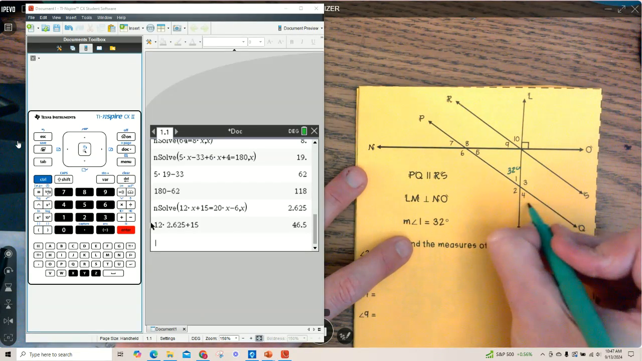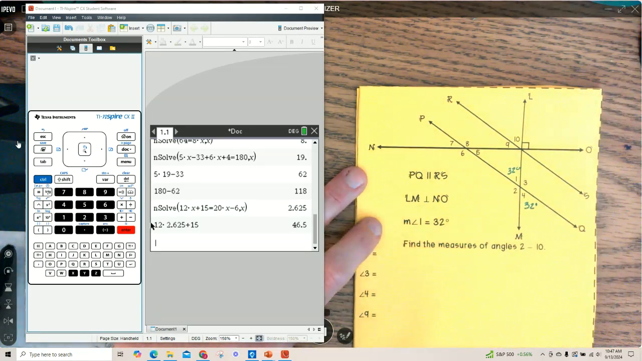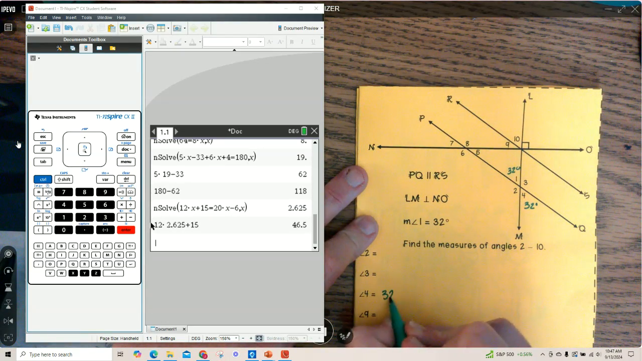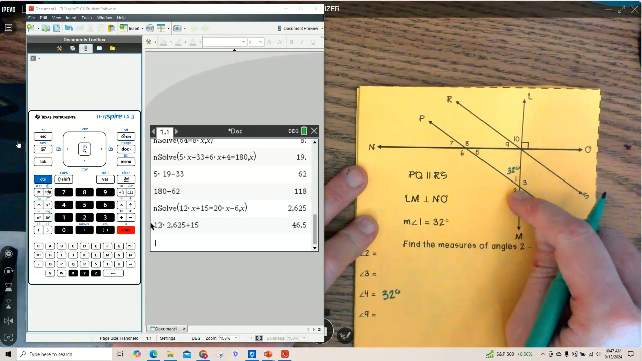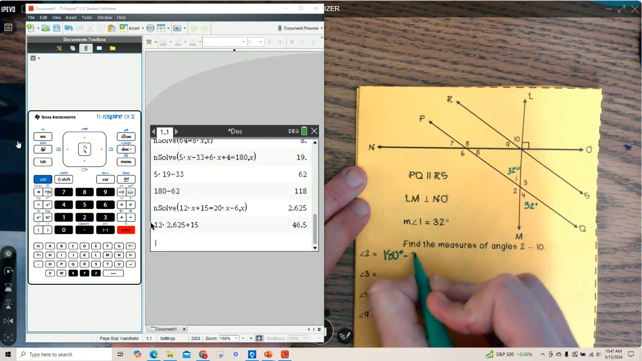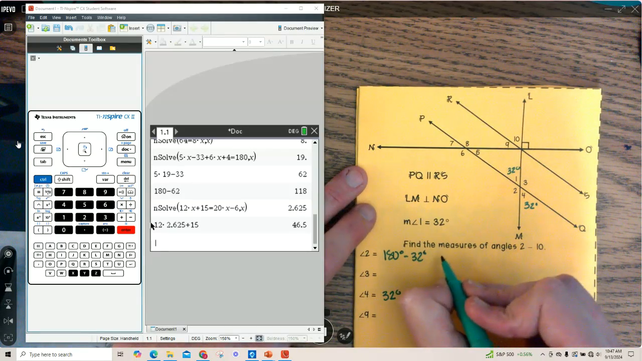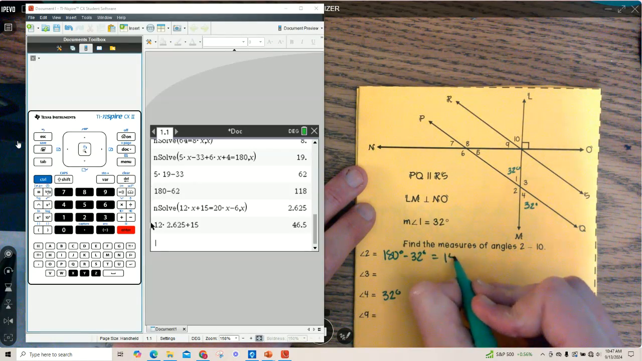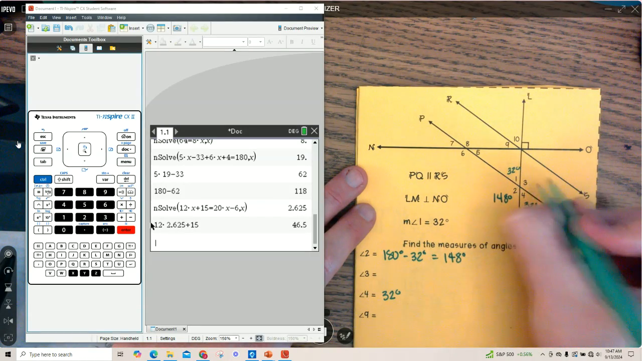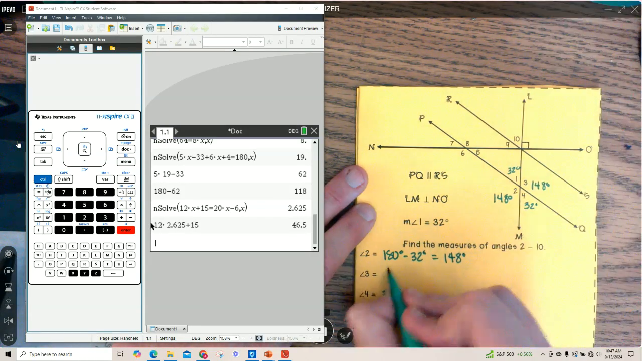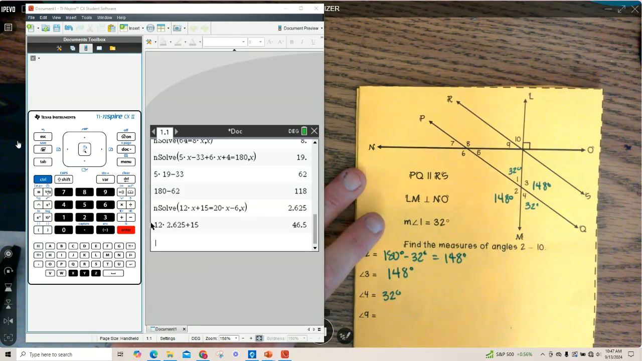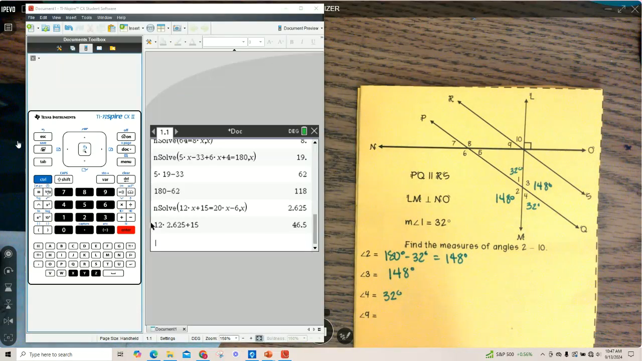So right off the bat, I know angle 4 is 32 degrees. Vertical angles. Just knock them out. 32 degrees. 1 and 2 are a linear pair, so I can do 180 degrees minus 32 degrees, and that gives me 148 degrees. 2 and 3 are vertical angles, which means 3 is going to be 148 degrees as well. So sometimes you can go through these pretty quick.